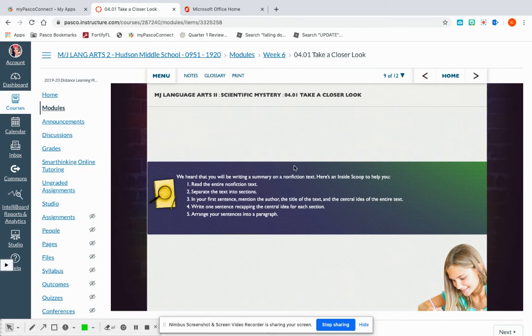Slide 9 is going to give you just some little tips on how to read the entire text. You're going to separate into sections. Your first sentence should mention the title, the author, and the central idea. The rest of the sentences should just be recapping, rephrasing the central idea for each section.